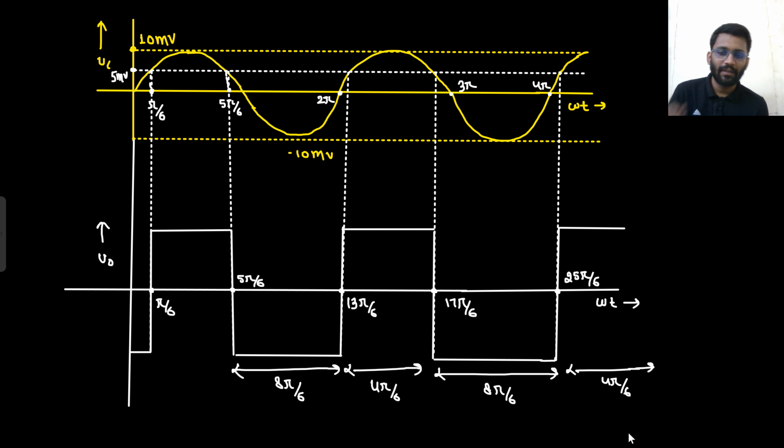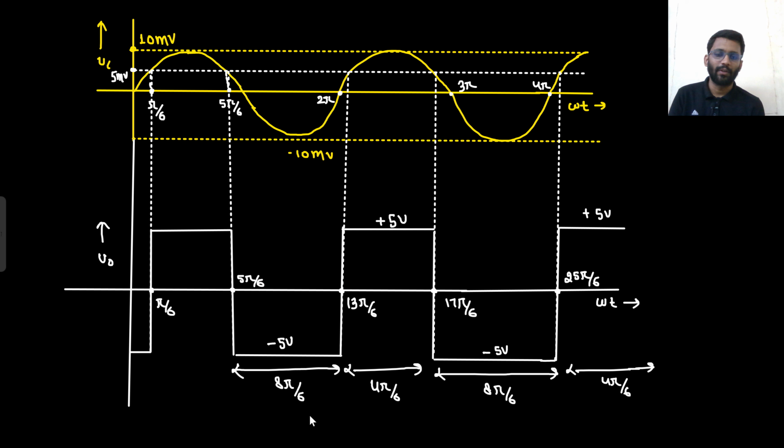For the 8 pi by 6 gap, the output is plus 5. And for the next one, output is minus 5. Sorry, minus 5 and plus 5. So here it is minus 5 volt, then plus 5 volt, minus 5 volt, and then plus 5 volt.